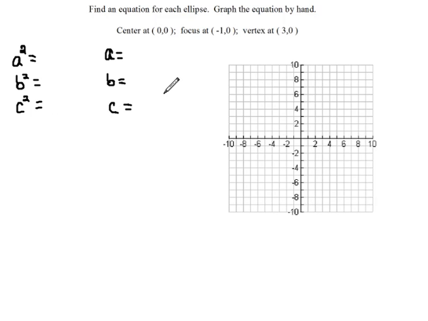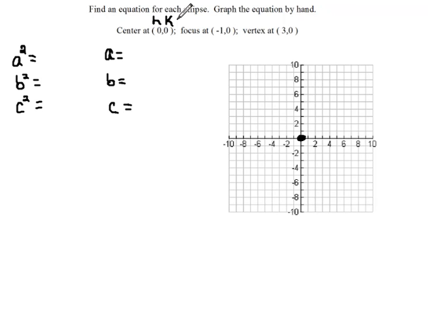Okay? All right, so what they've given us to start with is that we have a center at 0, 0. So let's go ahead and plot that. We have a center here at 0, 0, which means that 0 is my h and 0 is my k, because that's the center.